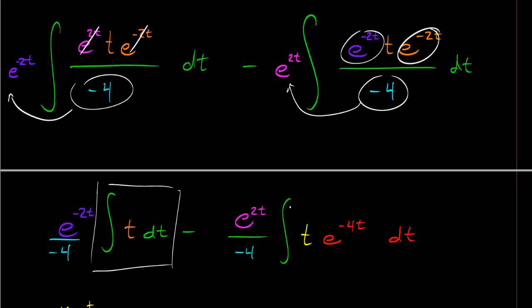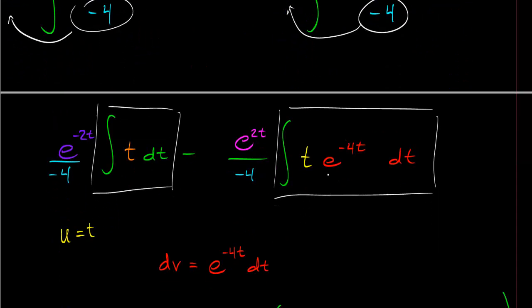This one, luckily for us, is fairly straightforward. This one is going to require integration by parts. So I've got this colored nicely. We're going to let u be equal to t and dv equal to negative e to the negative 4t dt. So let's figure out what du and v are. Well, du would simply be dt.